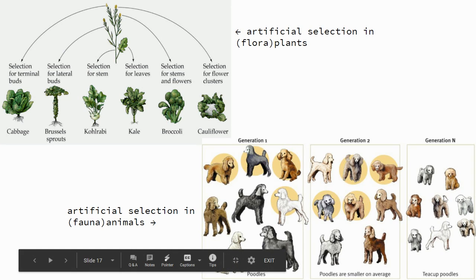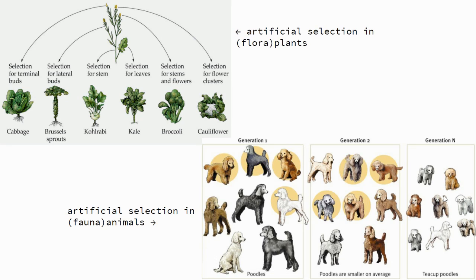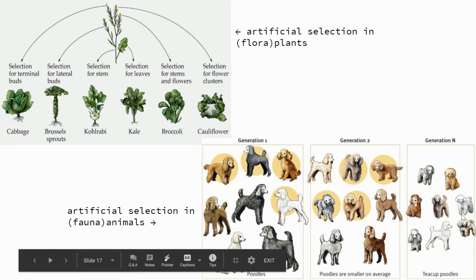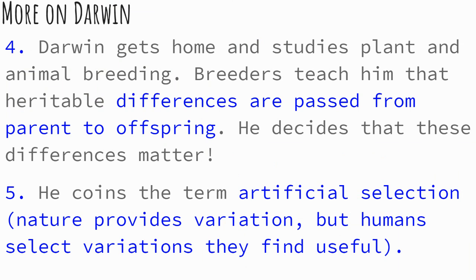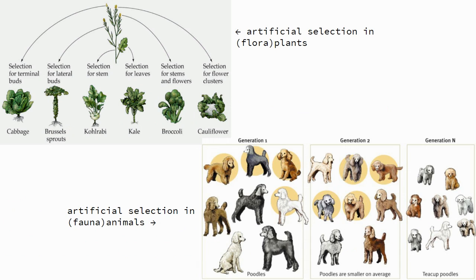And then eventually you get generations, years and years, many generations later, that are all very small. And that's how you end up going from dogs that are very large to having certain breeders who specialize in the teacup sized dogs. So in artificial selection, nature provides the variation, but humans choose what they want. So they choose large leaves to make kale, or they choose smaller dogs to breed to make toy teacup poodles.